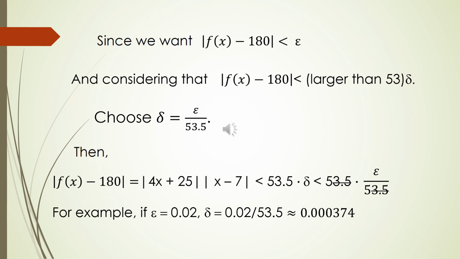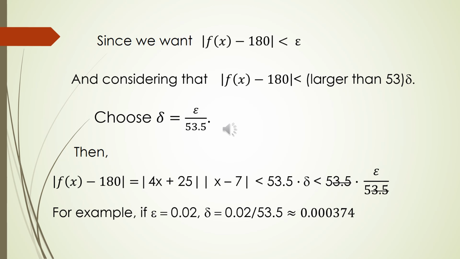Since we're choosing delta to be epsilon divided by 53.5, then if you look at how the 53.5s divide out, we just proved that the distance between f of x and 180 will be less than our epsilon if we let the tolerance in the x direction be epsilon divided by 53.5.